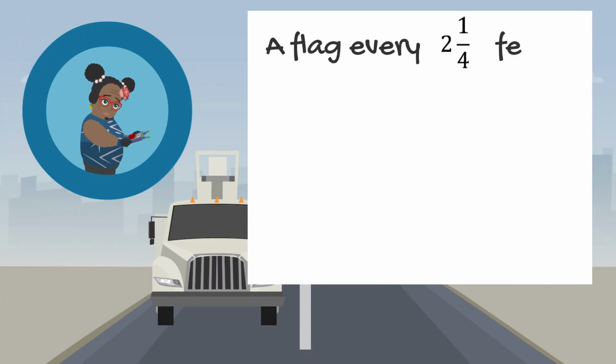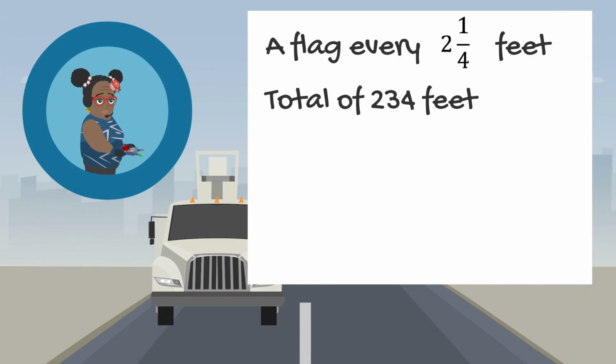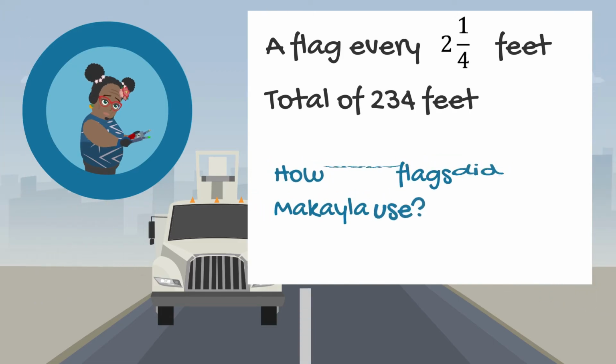On Tuesday, Michaela marks the ground with flags where she detects underground utilities. She uses flags at a rate of 2 1/4 feet. The total number of feet covered was 234. How many flags did Michaela use?